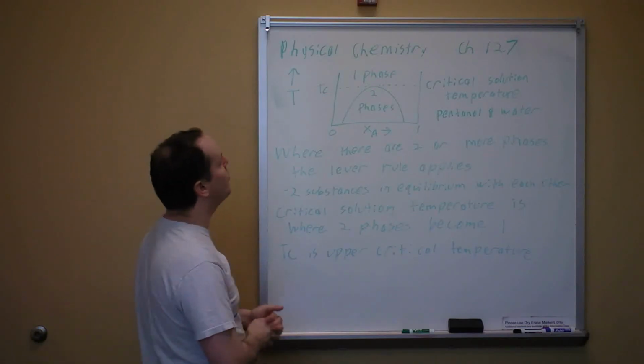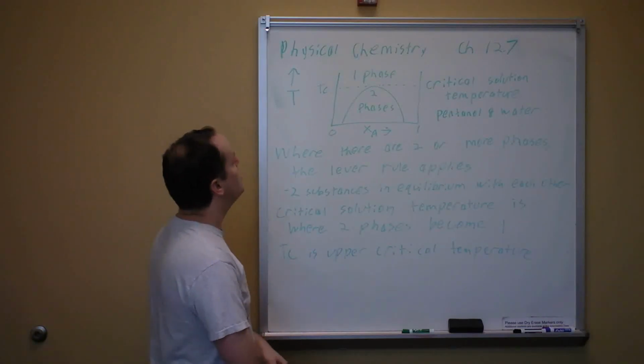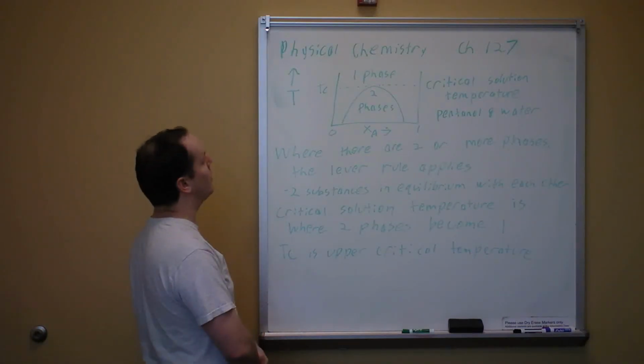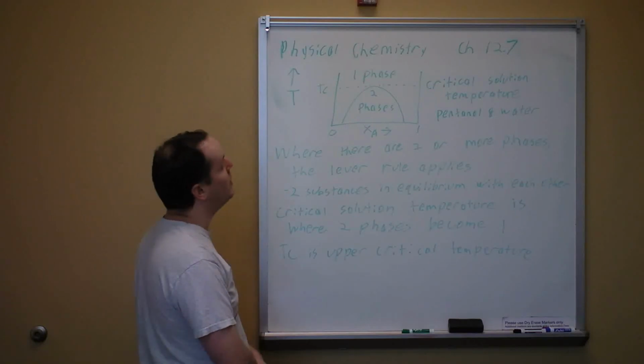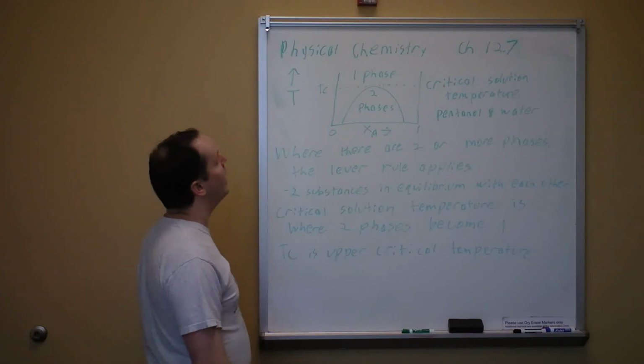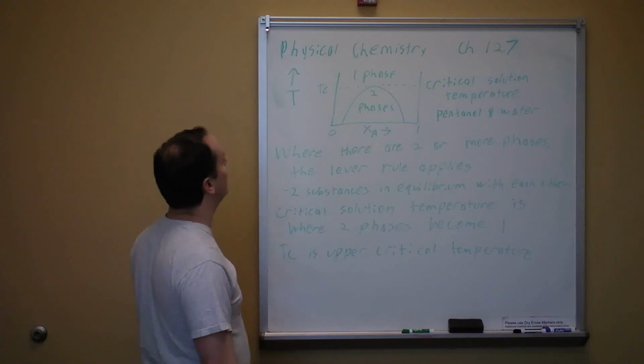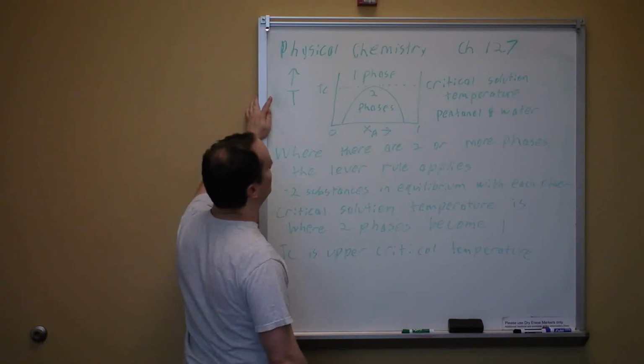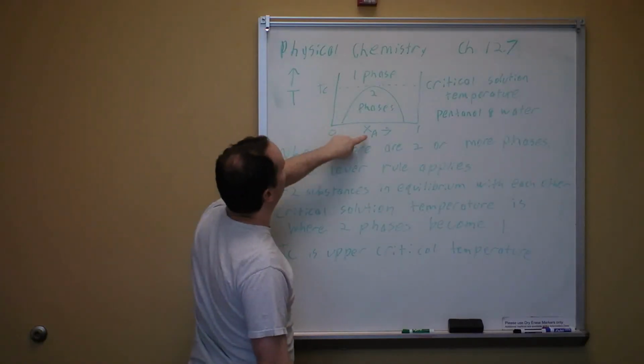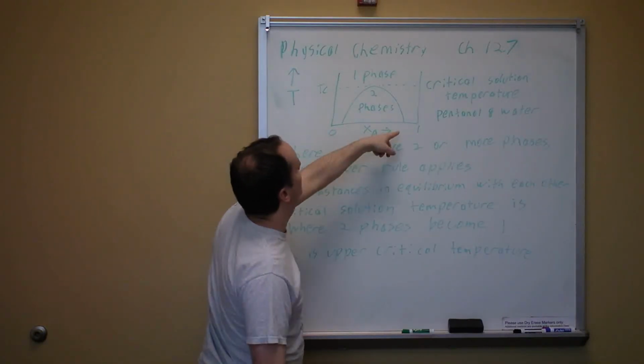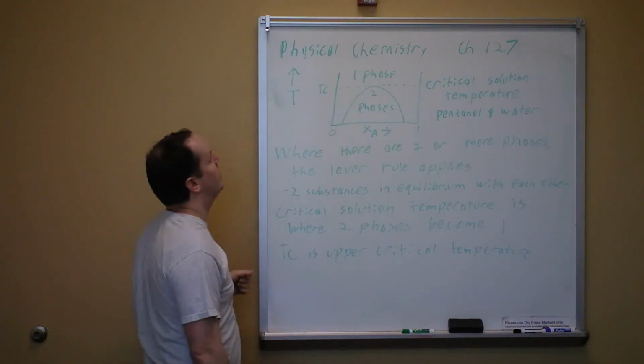Continuing on Physical Chemistry, Chapter 12, we're in Section 7 now. So I mentioned before how pentanol and water are partially miscible, which means that in certain mole fractions they might not totally dissolve in each other. Here's a phase diagram showing those two. So here's temperature versus mole fraction of one or the other.